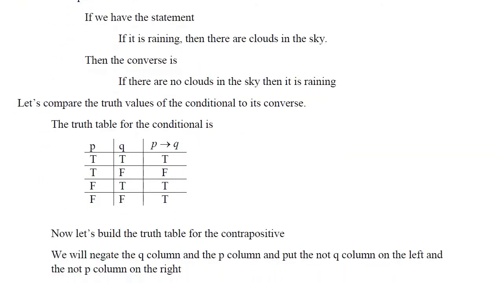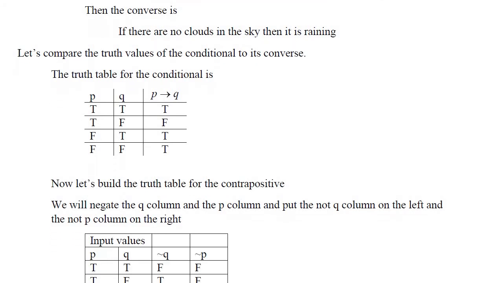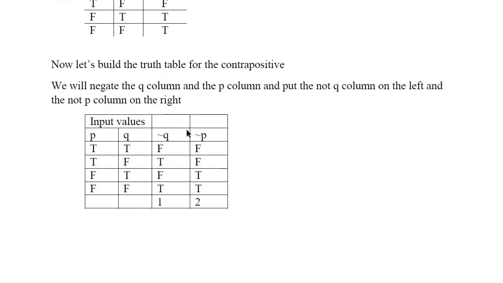So let's compare the conditional to its contrapositive. Here's my original conditional, if P then Q, that gives me true, false, true, true. Let's build our truth table for the contrapositive. First, we need to negate our Q column and our P column, with our not Q on the left and our not P on the right.